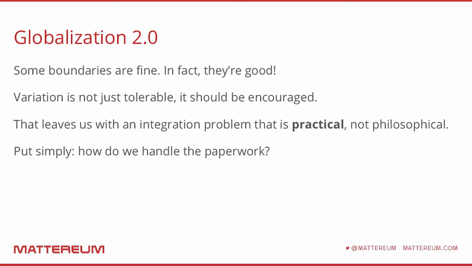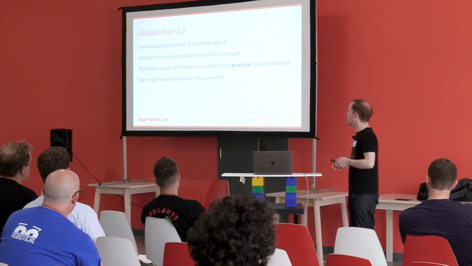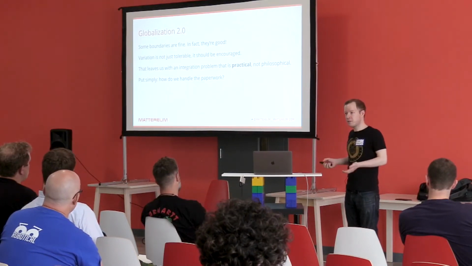So if we were going to redo the system from here, how might we do it in a world where we have a blockchain? Well, boundaries aren't really that much of a problem. Boundaries are fine. We need to be able to put some boundaries around things. Variation between regulations in different places actually sounds like a really good thing.